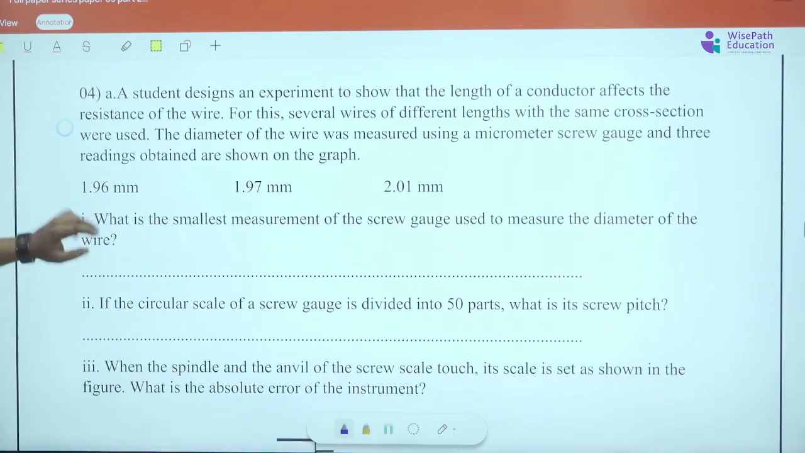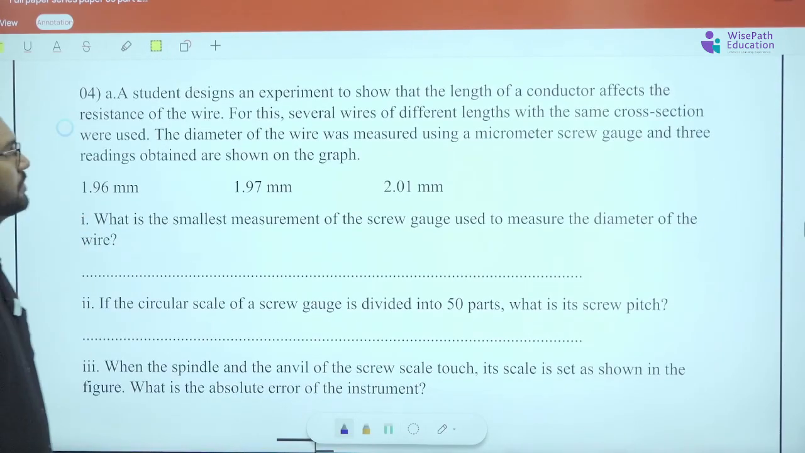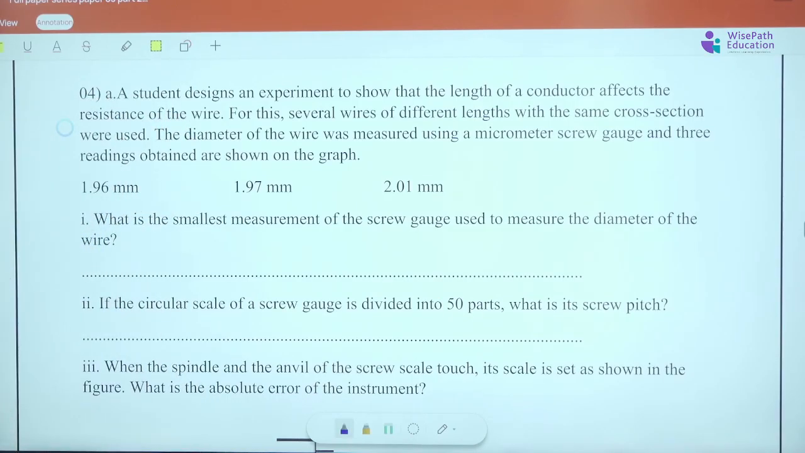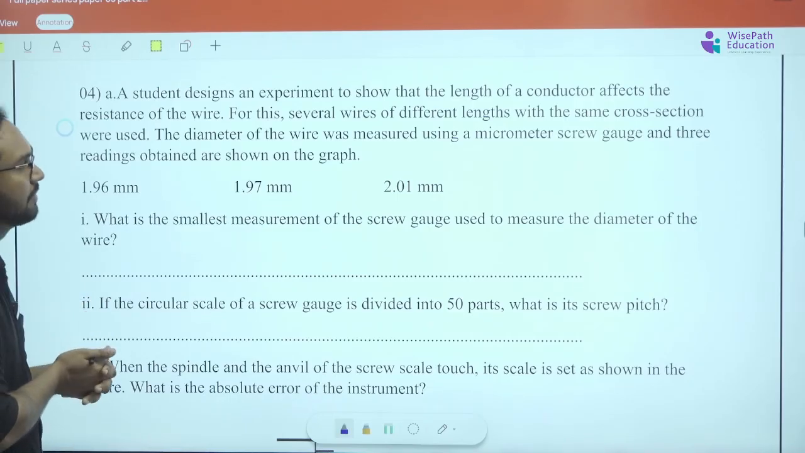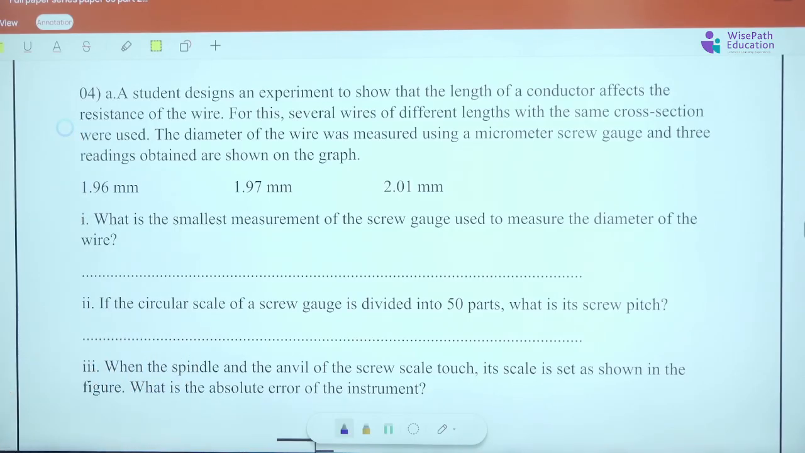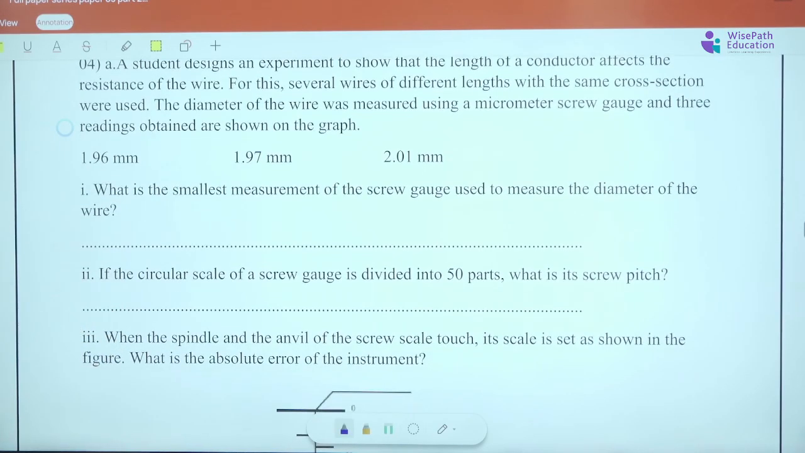A student designs an experiment to show that length of a conductor affects the resistance of the wire. For this, several wires of different length with the same cross section were used. The diameter of wire was measured using a micrometer screw gauge, and 3 readings obtained are shown: 1.96, 1.97, 2.01. What is the smallest measurement of the screw gauge used to measure the diameter of the wire?